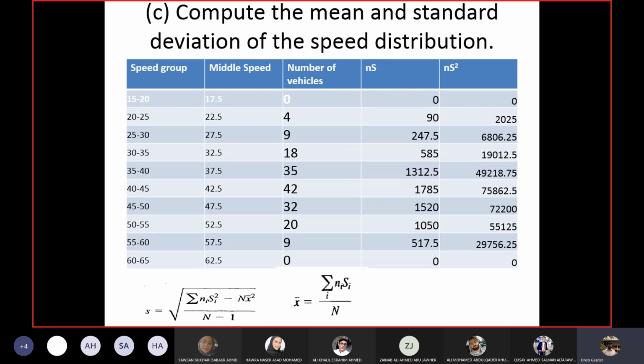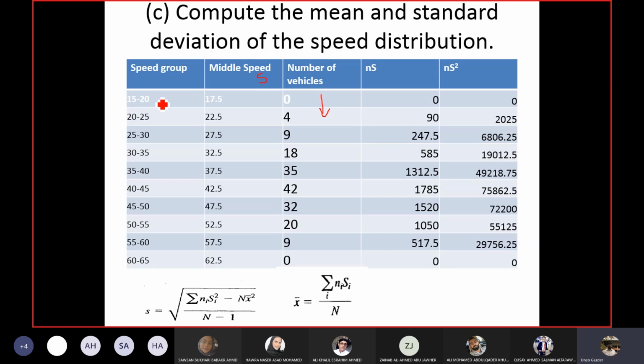Then we find out the mean and standard deviation for this data set. So you can see the equations for mean and standard deviation. In these equations, I need n, and I need n into s, and I need n into s square. These two values I've already calculated here. n is the number of values in each group, which is this column, and s is the middle speed of each group, which is this column.